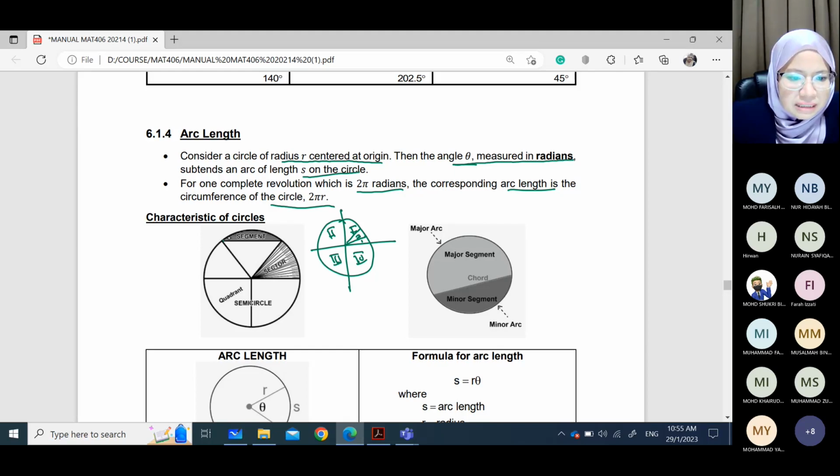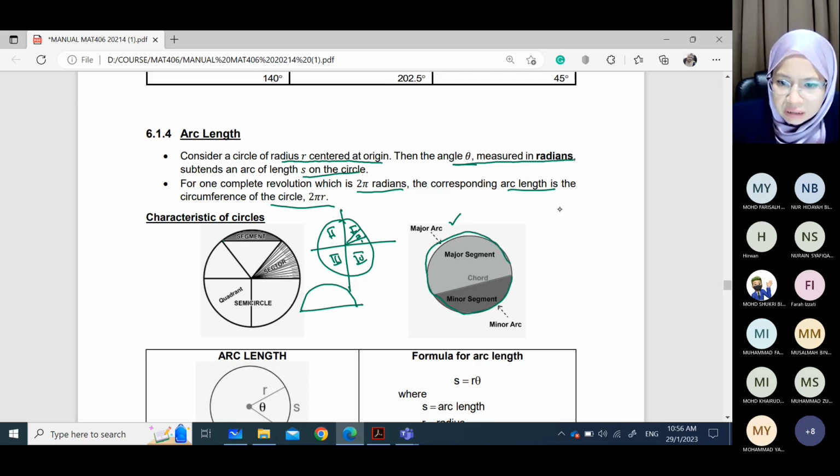Okay, so ini kita panggil sebagai segmen. Okay, and then we have semicircle. So semicircle adalah separuh bulatan. So selain daripada yang ini, kita ada arc. Arc maknanya ukuran bagi bulatan. So untuk arc kita ada dua jenis. Kita ada major arc. So major arc adalah ukuran yang paling panjang, yang paling besar. And then kita ada minor arc. So ini kita panggil sebagai minor arc. Yang ini major. Okay, so major arc is based on major segment.